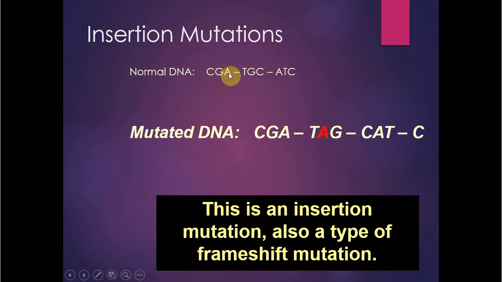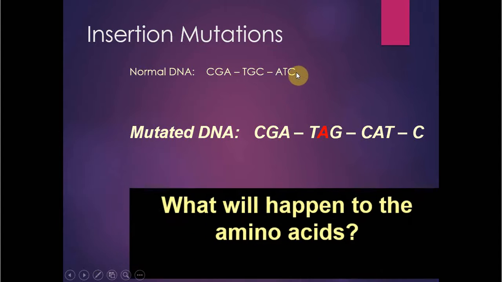Here we see that CGA is one codon, TGC is a second codon, ATC is a third codon. Now if a base comes in between T and G, it will shift the whole frame. For example, now the CGA is one codon, the insertion, the red indicates the mutation, TAG codes for another codon, and CAT codes for another, and this C will be left alone.